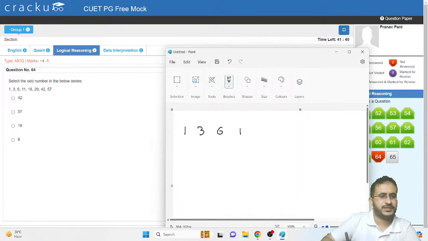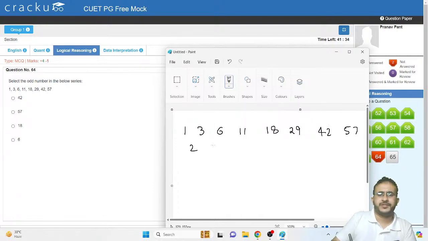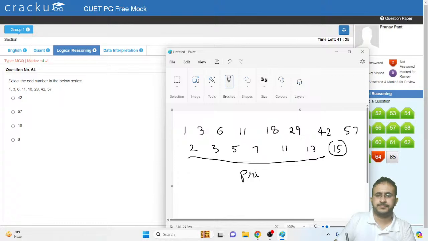Odd number in the above series: 1, 3, 6, 11, 18, 29, 42, 57. The differences are 2, 3, 5, 7, 11, 13. All these are prime numbers. Okay, this is not prime. So this is the odd one out.